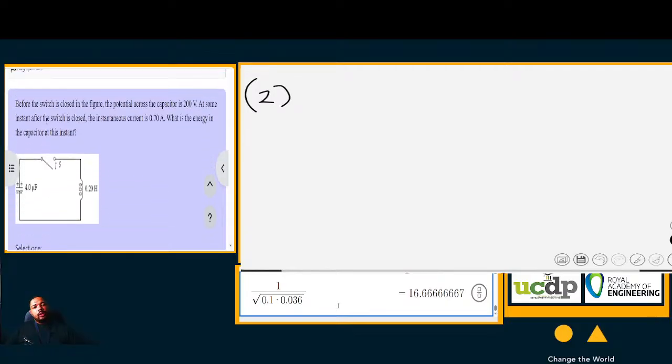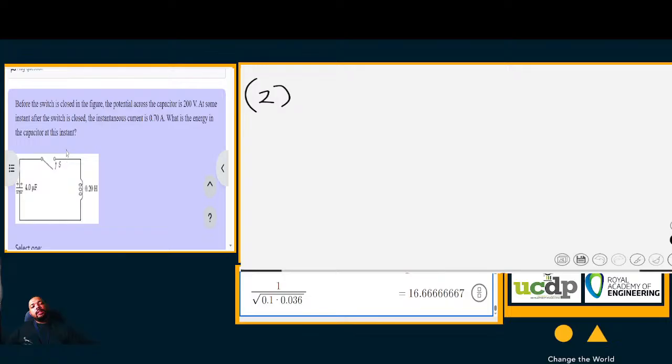Okay, so it says before the switch is closed in the figure. So at this point it is open. It's an open switch. There is an inductor there of 0.2 henries, and there is a 4 microfarad capacitor there. They tell us that before that switch is closed, the potential across the capacitor is 200 volts.